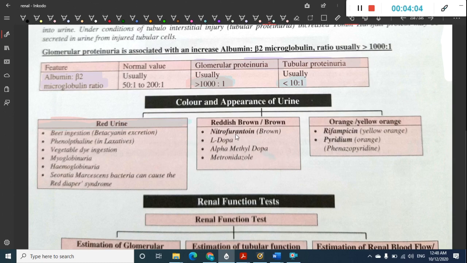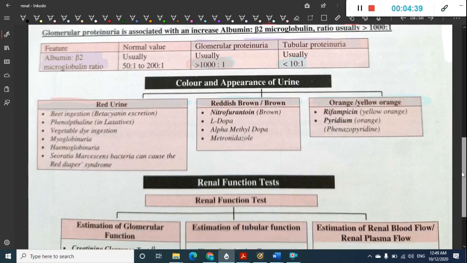Then we have reddish brown or brown colored urine, which is seen with nitrofurantoin, L-dopa or alpha methyldopa, and metronidazole. All these cause reddish brown or brown colored urine. Then we have orange or yellow colored urine. Rifampicin gives yellow orange urine. Pyridium, because of phenazopyridine, produces orange colored urine.